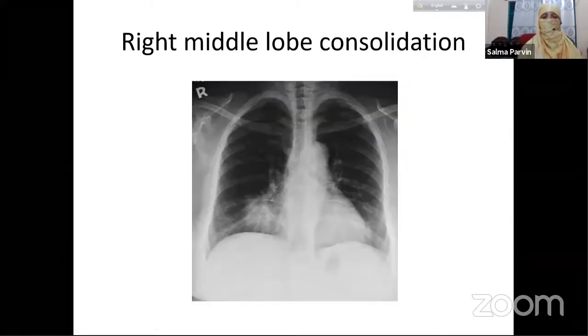The next, again, there is a density seen in the right middle lobe. I should not say that this is a benign or a malignant condition because I have mentioned earlier that consolidation is an event where the alveolar air is replaced by fluid or cells. Hemorrhage also contains cells. The pus contains cells. The malignant lesions contain cells. So I am not really mentioning the malignant cell immunity.